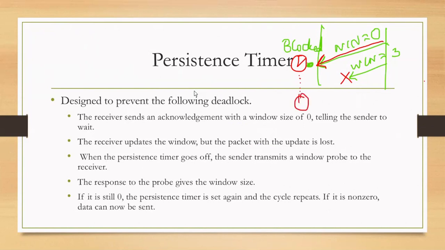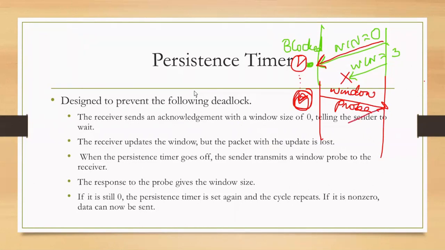So let's say at this point of time, the timer times out. Now what will this sender do? The sender will now ask for a window update from the receiver. This is known as a window probe. We discussed this earlier. So when this persistence timer times out, the sender will send the window probe, and again it will start a timer.